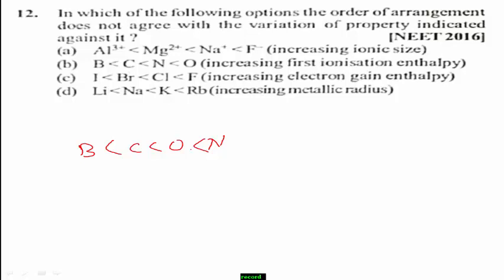The correct order of electron affinity is iodine less than bromine less than fluorine less than chlorine. Halogens have very high electron affinities, which decrease on moving down the group. However, fluorine has a lower value than chlorine, which is due to its small size and repulsion between the electrons. So the correct option is option B. Option B is the right answer.